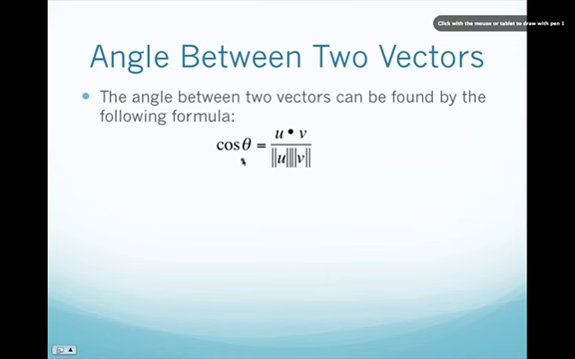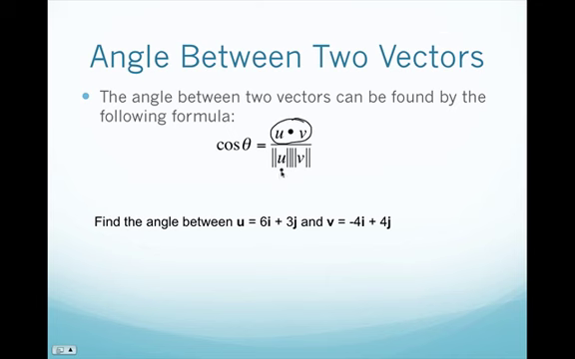So cosine theta equals u dot v, so the dot product of u and v, divided by the product of their magnitudes. Let's actually use this and put this into an example. So we need to find the angle between our vector u and our vector v. These are written in linear combinations. So we first need to find all three of these pieces of information. We need the dot product, we need the magnitude of u, and we need the magnitude of v.